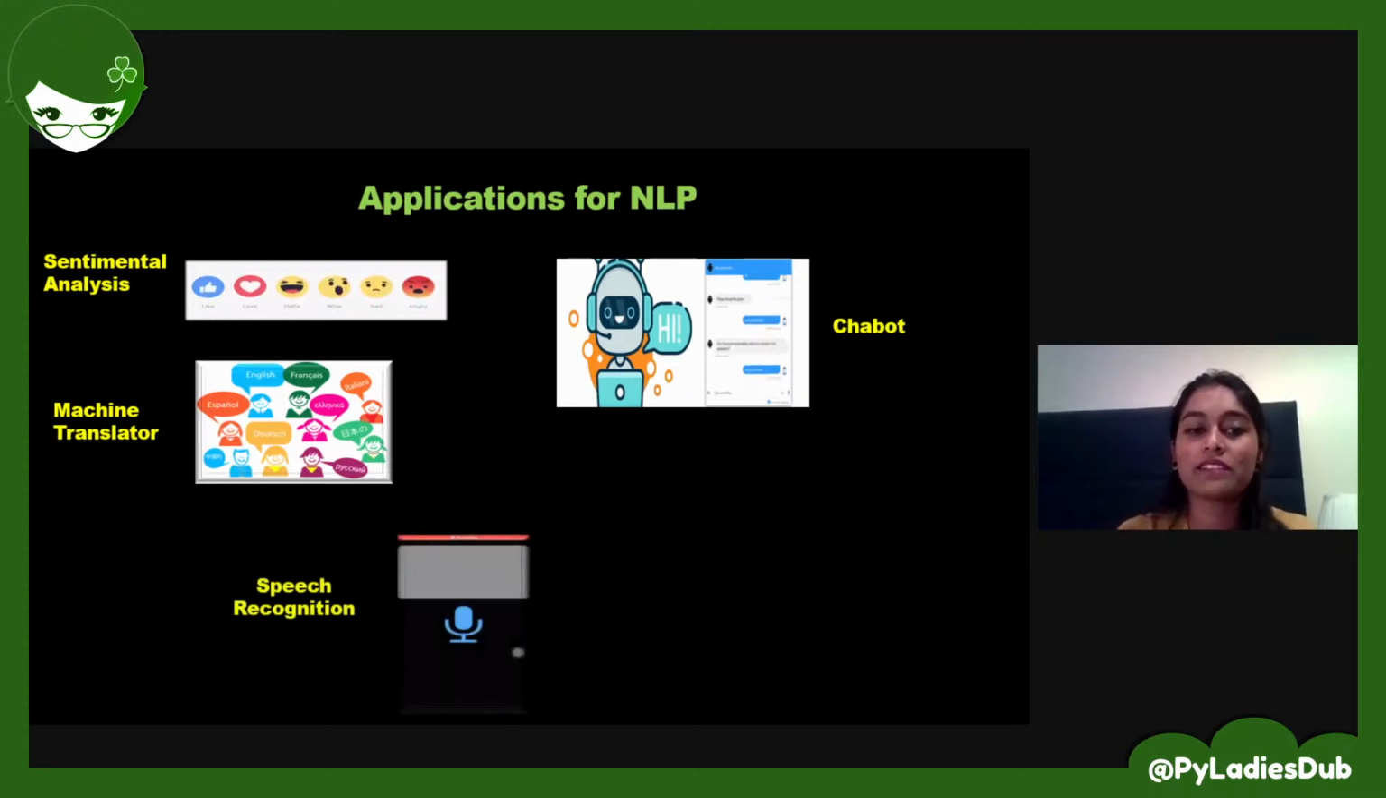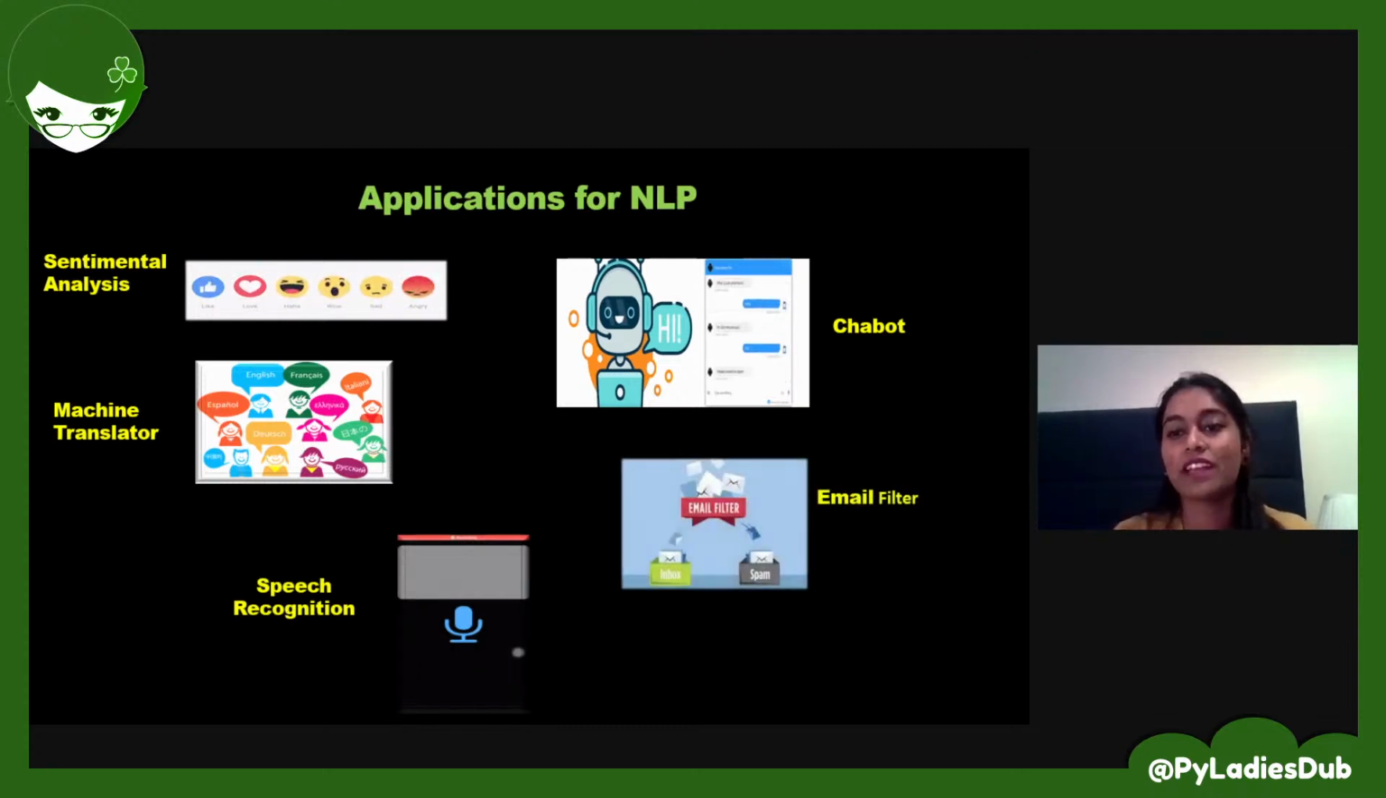Then comes speech recognition. For example, you might have seen Hey Siri and Alexa. These are examples of speech recognition. Email filtration: especially in email, NLP is now being used for segregating information into spam and ham so that our email doesn't get mixed with the spam. These are a few applications of NLP.